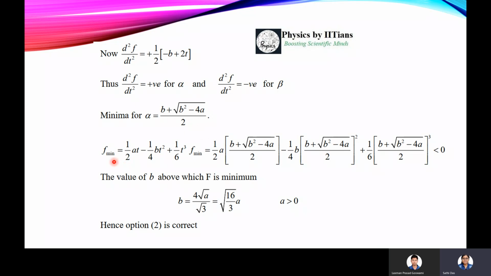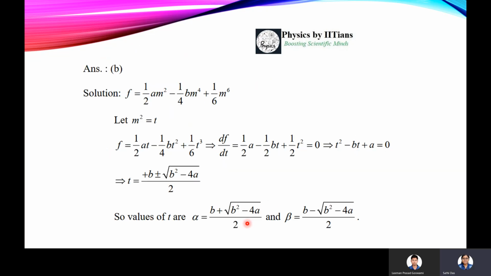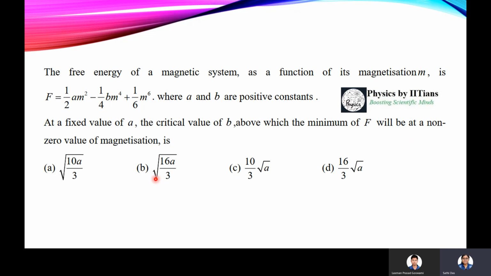So now put this f minima value as half a t minus 1 by 4 b t square plus 1 by 6 t cube. So f minima will give you half into a into, in place of t, we put the value of alpha, and you get this is less than 0. So this is the value above which f is minimum. So b is 4 root a by root 3, that is root 16a by 3. So the answer is B. So the critical value of B for which the minimum of f will appear at a non-zero magnetization is root 16a by 3.